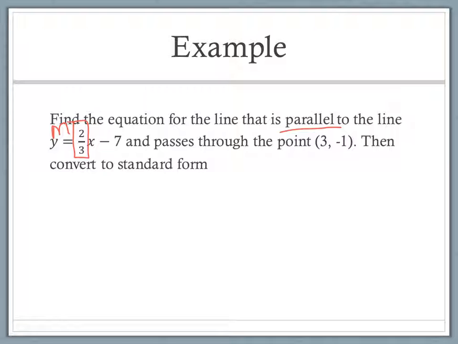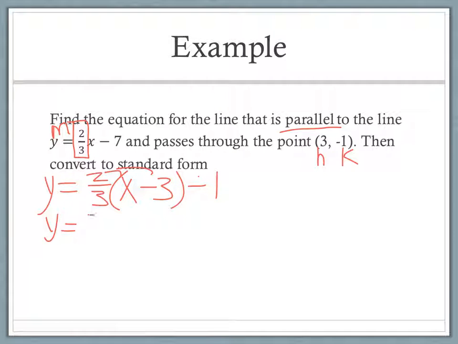Okay. Then our point is this h, k. We do not need to worry about that -7. That's just extra information. So I'm going to write it as y equals my m, 2/3, times x minus h, so -3. Then plus k, so that's just -1 is our k. Okay, so I'm going to go ahead and distribute. So I have y equals 2/3 x. -3 times 2 is -6 divided by 3 is -2. Okay, -1. Combine like terms, we get y equals 2/3 x minus 3.